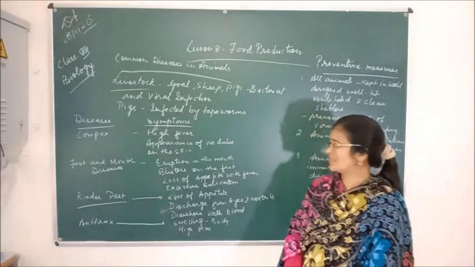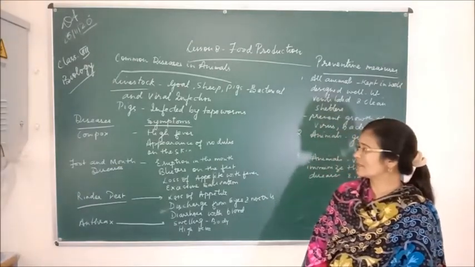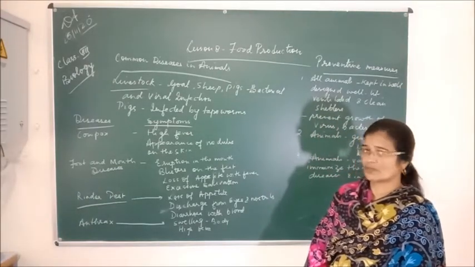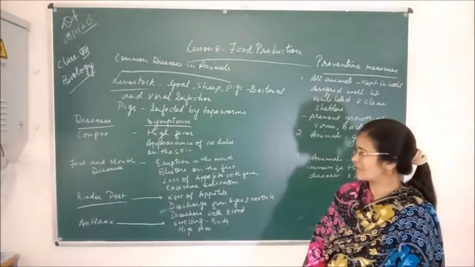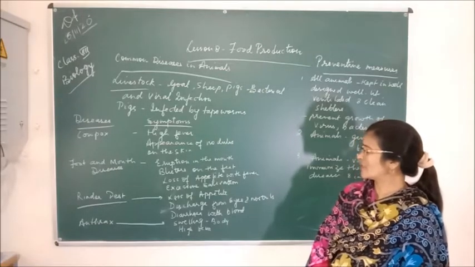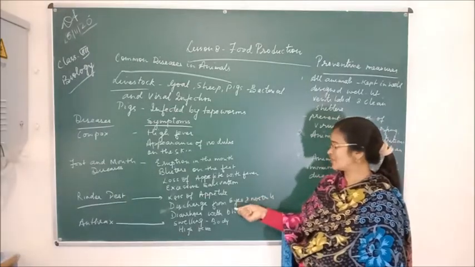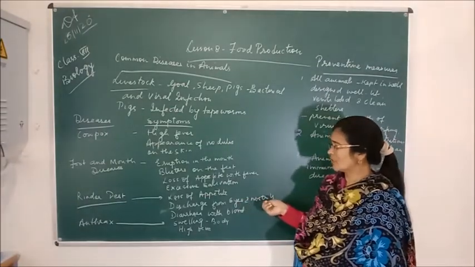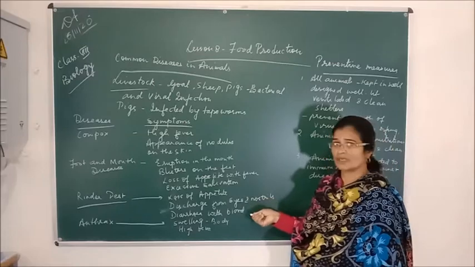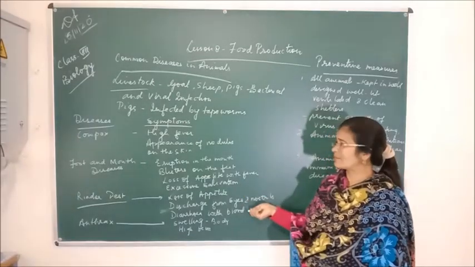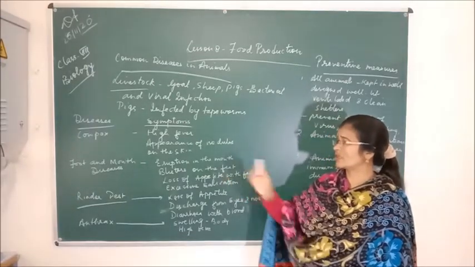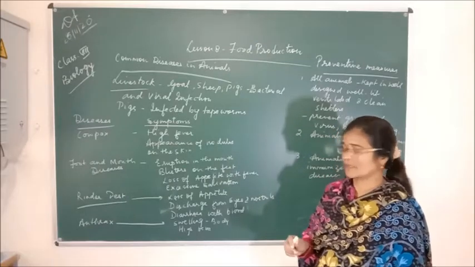Now another disease which we will study is rinderpest. Rinderpest is also a disease which takes place in cattle, and here also we can see the loss of appetite. The symptoms are discharge from eyes and nostrils, as well as diarrhea with blood. So these symptoms can be seen in the disease called rinderpest in cattle.